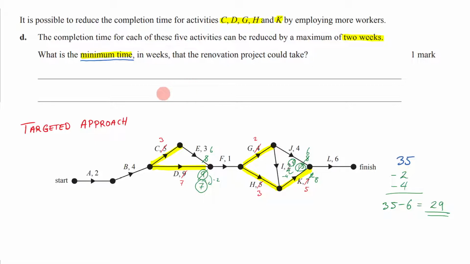29 weeks. Let me get a blue out. It would take 29 weeks to now complete this. That's the minimum time in weeks that the renovation project could take place. So remember, this is just one way of approaching this question, just by considering these portions of the graph right here and figuring out the new minimum time it would take to complete each of these sections, and then reducing that from the original minimum completion time. All right, hopefully that made sense.